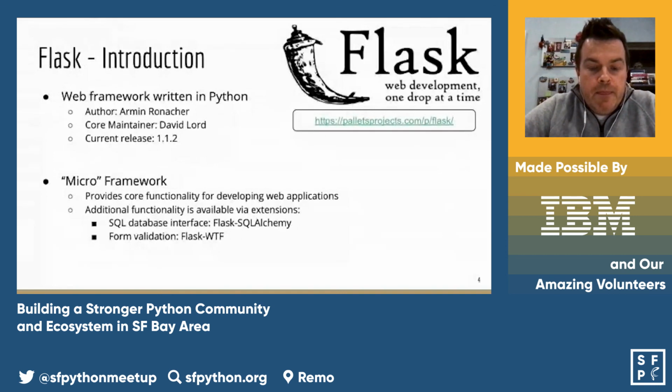The micro really means that Flask provides a core set of functionality that you need for developing web applications. And then the additional functionality that you may need, you find through a very robust and complete set of extensions. If you want to interface to a SQL database, there's Flask SQLAlchemy. If you want to do form validation, there's an extension for that. So it's a set of core functionality, and then there are extensions that you can add in to make it your own. I'm a huge fan of Flask. I think it's a great framework.